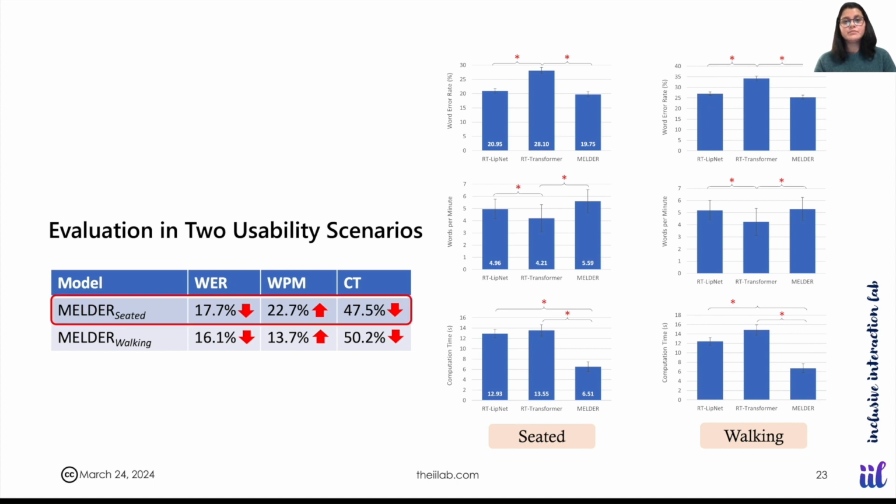In the seated position, MELDER outperformed both models in speed and accuracy with a decrease in word error rate of 17.7%, an increase in words per minute of 22.7%, and a decrease in computation time of 47.5%. In the walking condition, MELDER showed a decrease in word error rate of 16.1%, an increase in words per minute of 13.7%, and a decrease in computation time of 50.2%. These results highlight MELDER's excellence over existing silent speech models and establish its feasibility for mobile device use.